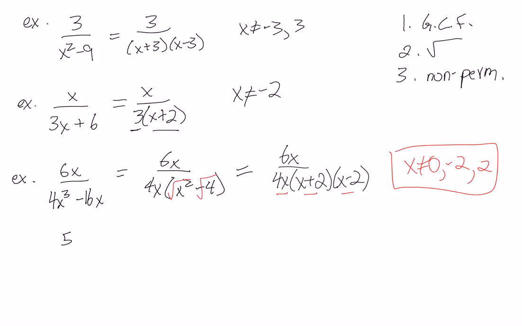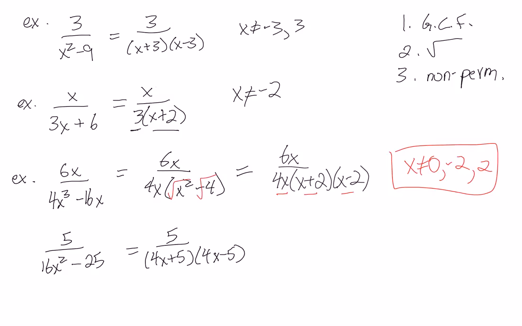So let's suppose I get 16x squared minus 25. We can't common factor it. We can do square rooting. So we'd have 4x plus 5 and 4x minus 5 as our 2 factors.